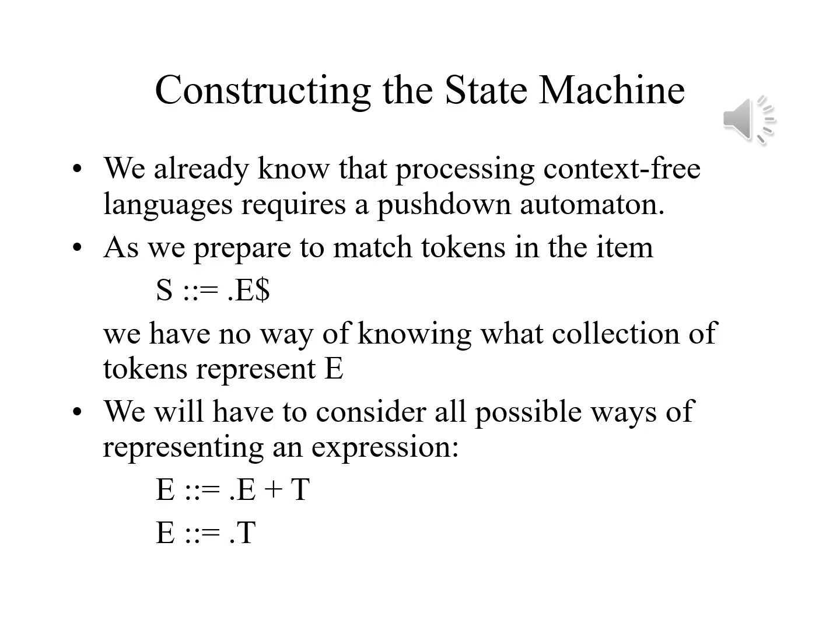We already know that processing context-free grammars requires a push-down automaton. As we prepare to match tokens in the item S derives .E dollar, we really have no way of knowing what the tokens are that in this instance will represent E. We have to consider there may be many possibilities, and we can see this in the items that follow. E derives .E plus T, and E derives .T. We will add these initial items to the state machine in this state, so that we have some idea about how we will go about recognizing when we have everything that's going to be part of our expression.